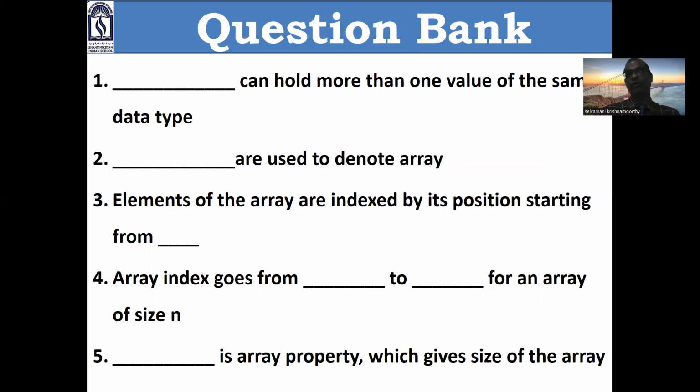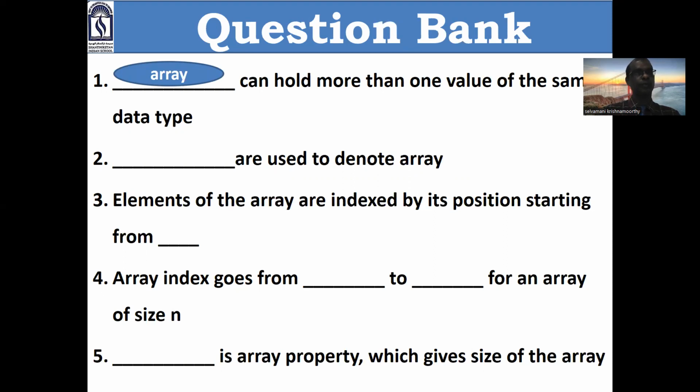Now, this is the time for question and answer. Still, if you are not clear, rewind the video, listen to the video, and then try to answer the questions. Number 1. Dash can hold more than one value of the same data type. Can anyone try to answer? Good. Answer is array. So array can hold more than one value of the same data type.